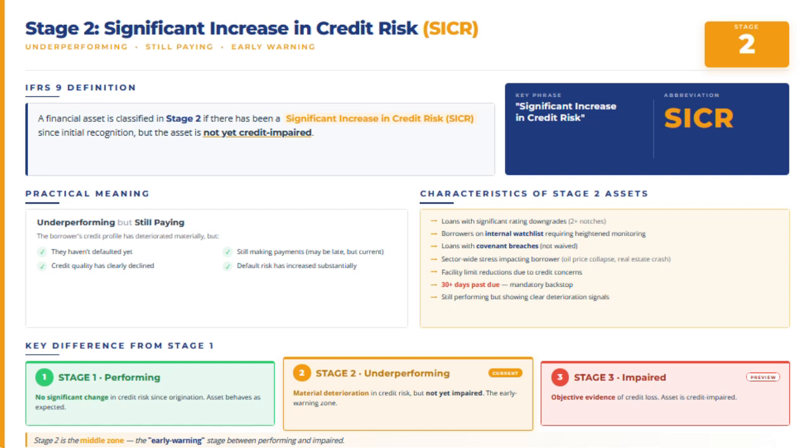Stage 1 has no significant change in credit risk since origination. The asset behaves as expected. Stage 2 is the middle zone, the early warning stage between performing and impaired. And stage 3 is objective evidence of default. The asset here is credit impaired. So stage 2 is where you catch the problems early, before the default, before the crisis. And that's why IFRS 9 becomes forward looking.